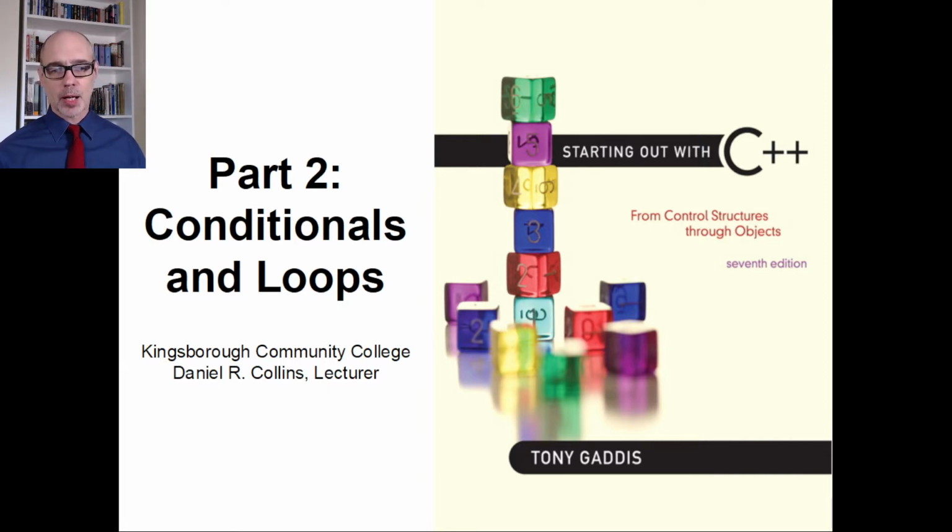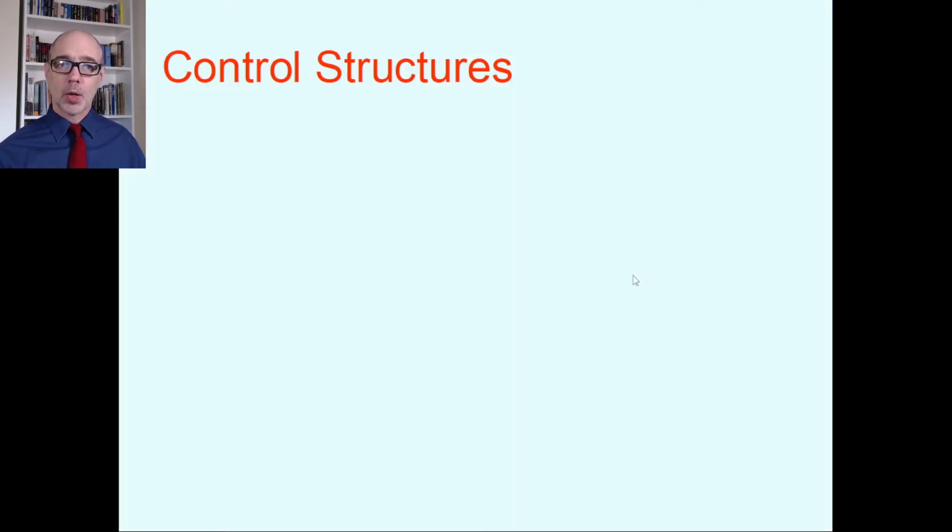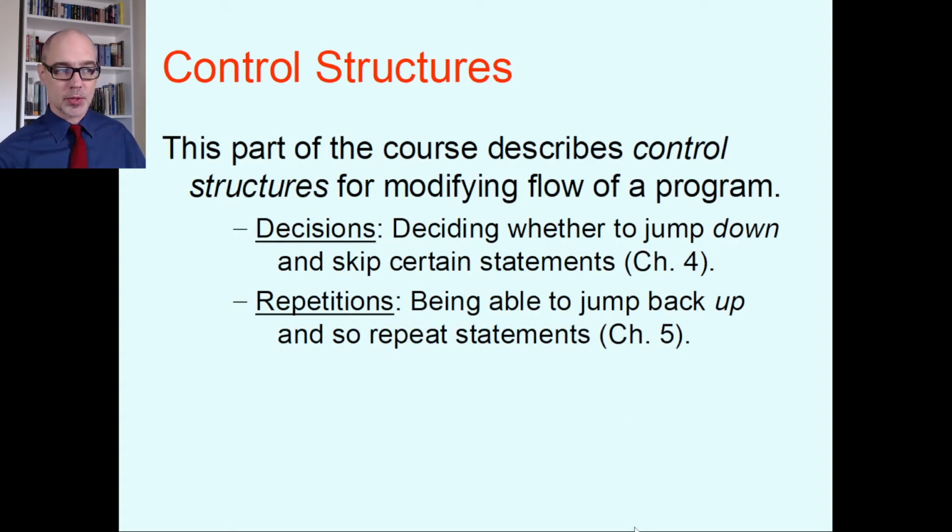Well, first let me remind you that we work pretty closely with the Gaddis textbook that has the title Starting Out with C++. And I'll highlight the subtitle, which is From Control Structures Through Objects. So keep that in your head just for a second. And what is this part of the course about? Well, this is where we get to dig into this issue of control structures. In this part of the course, we are describing the control structures that exist in C++ or other languages for modifying the logical flow of a computer program.